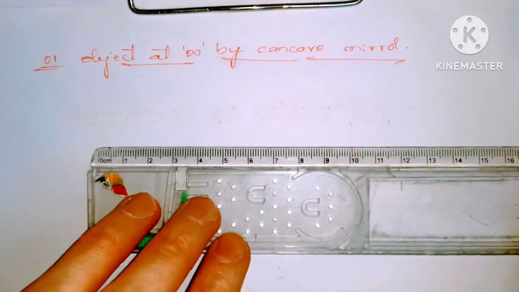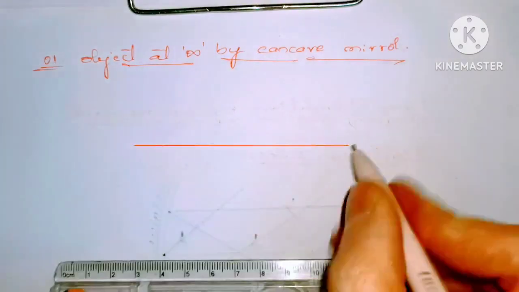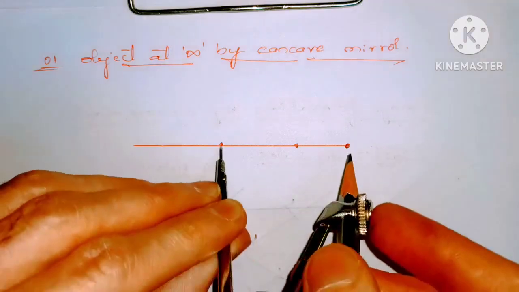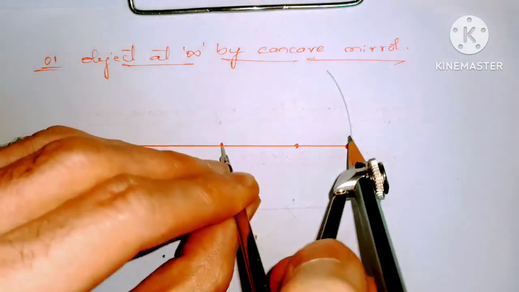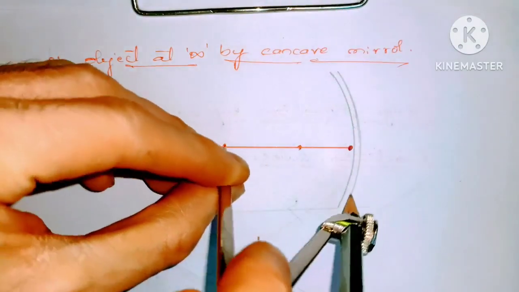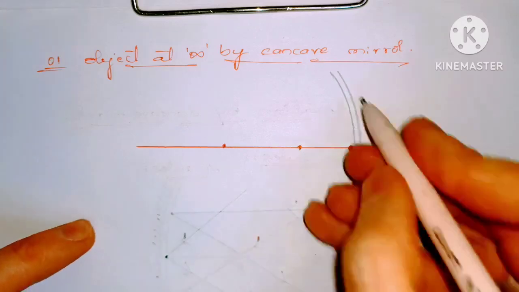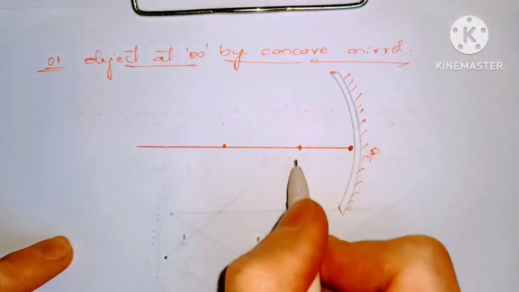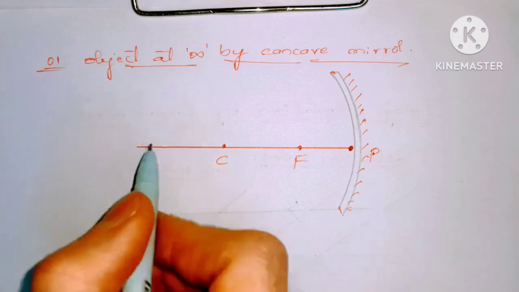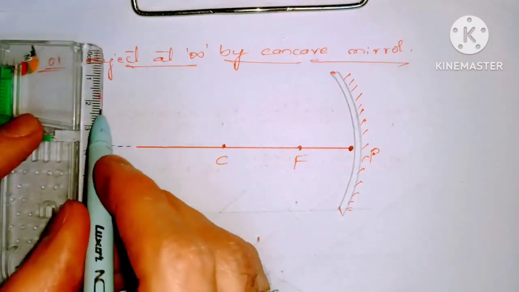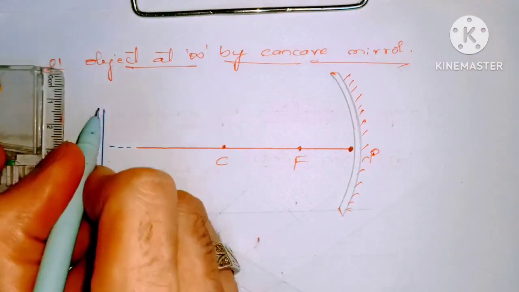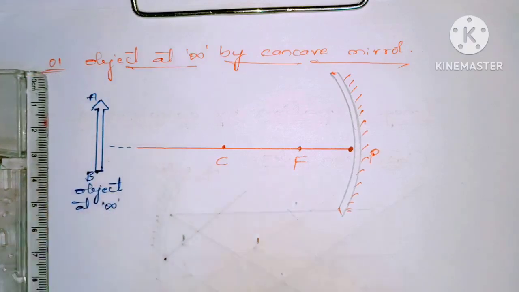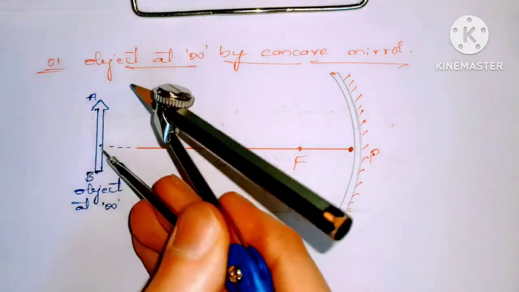First try to learn the baseline of how to draw, and this is the same for all the 6 constructions. First draw one straight line and put 2 dots at 2 centimeters each, and thereafter put an arc like this. Now it will take the shape of a concave mirror, and the dotted lines indicate the object we have kept at infinity position. You have to remember the object which we are keeping at infinity position will be bigger. It will be above the principal axis and below also.